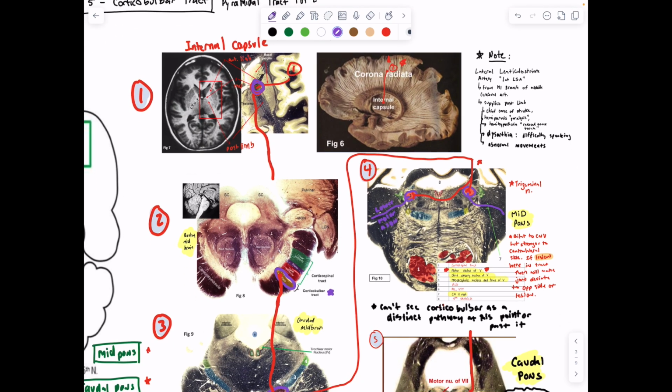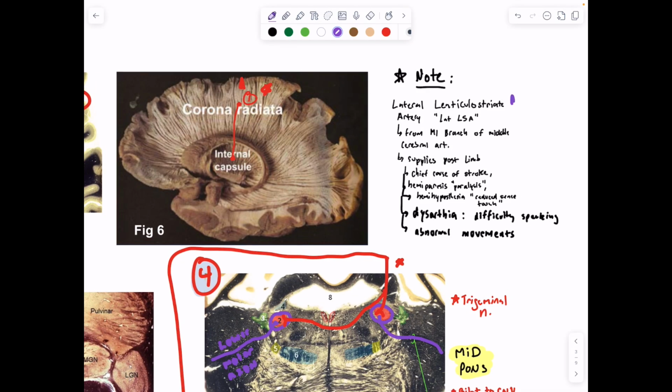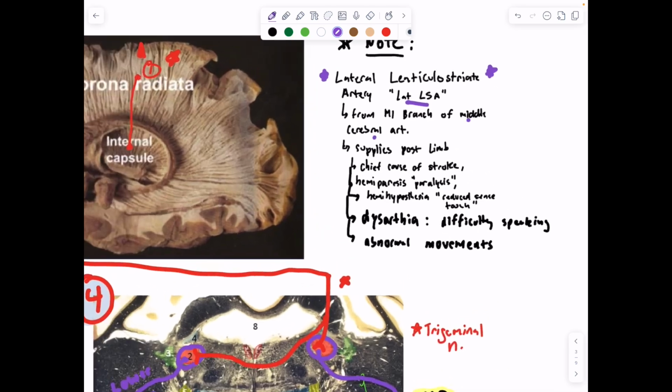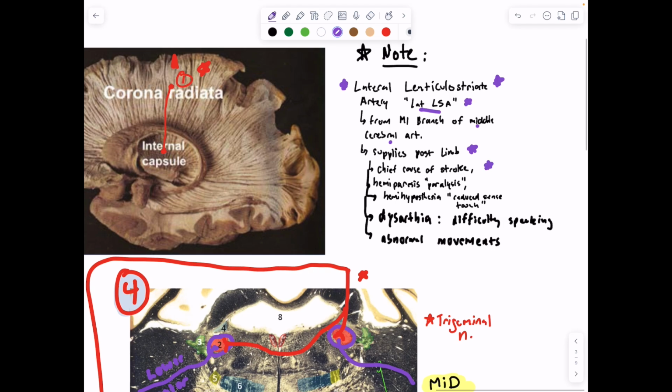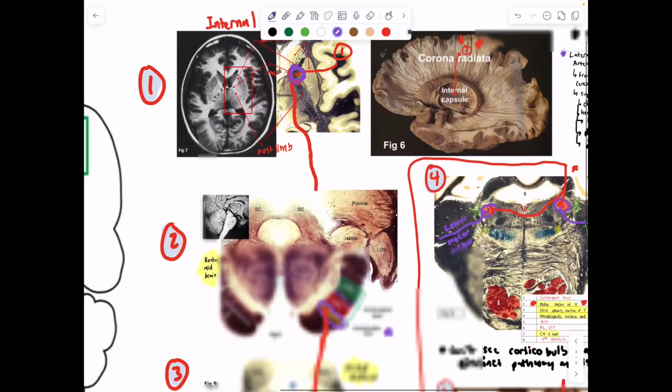Before we move on, very briefly, we were told in lecture that the internal capsule has its blood supplied by this artery called the lateral lenticulostriate artery, aka the LSA. This is from the middle cerebral artery. Why is this important? It is the primary supplier for the posterior limb of the internal capsule, but blockage of the LSA is a chief cause of stroke, hemiparesis, which is paralysis on one side, hemihypesthesia, which is reduced sense of touch on one side, dysarthria, difficult speaking, and then some abnormal movements. All right, but we've reached the internal capsule.